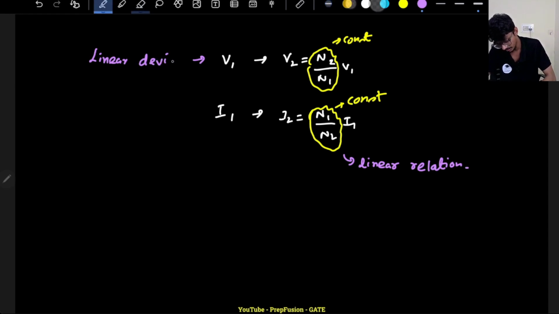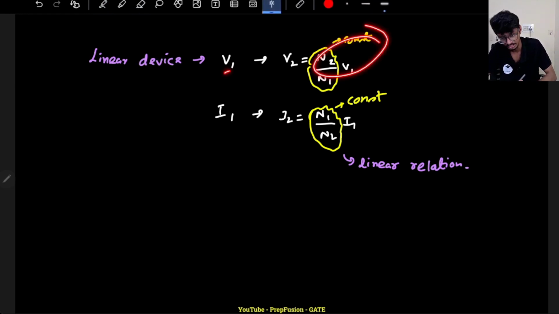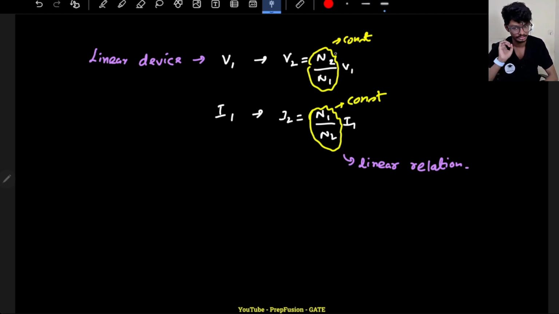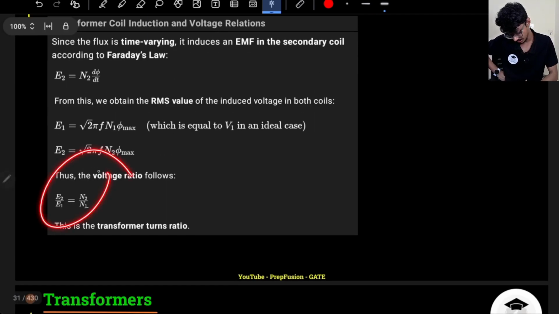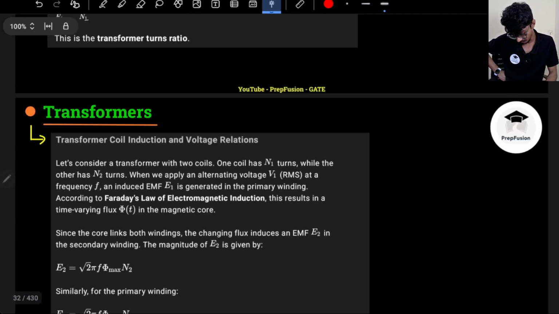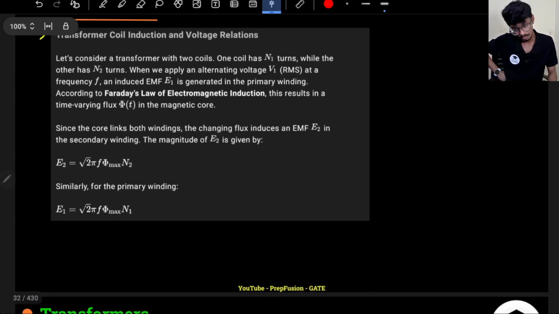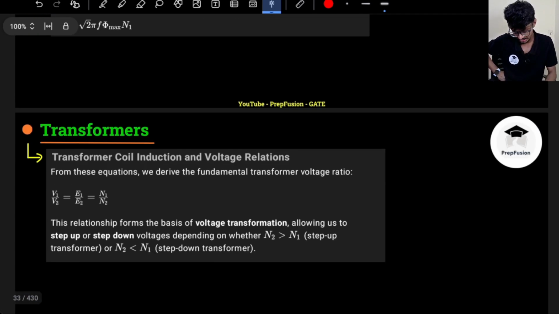Don't think like, if I'm applying a voltage here, then what will be the current? No, don't do that. If I'm applying a voltage, check the voltage. If I'm applying a current, check the current in the output. Okay, so whatever we have discussed is written over here, like a flux will be generated, this will be the voltage ratio, all those things we have discussed, right?